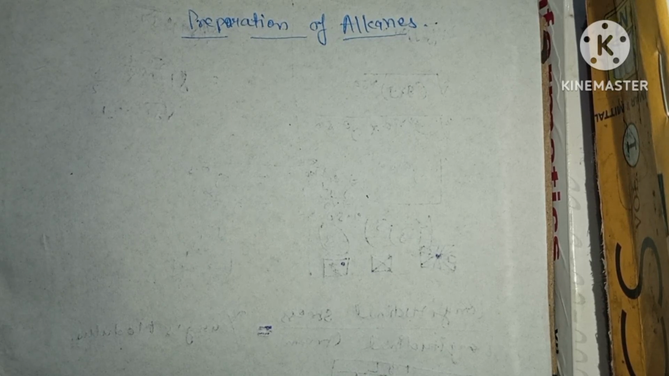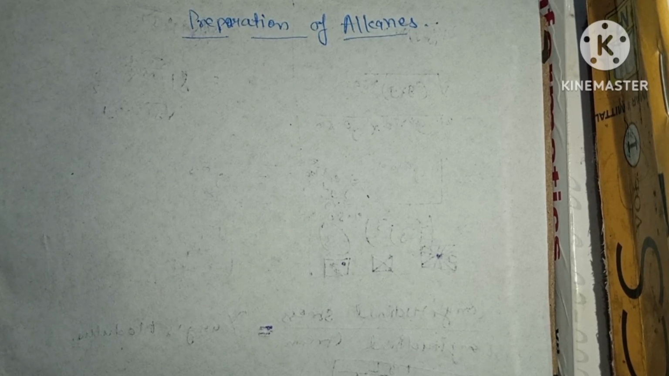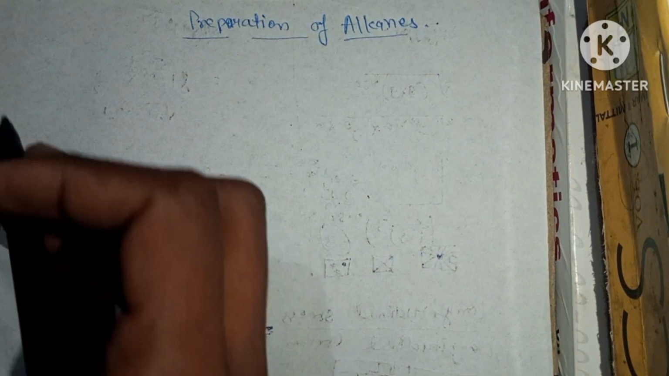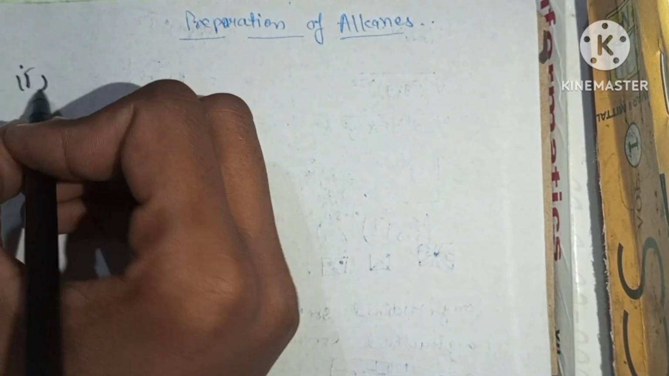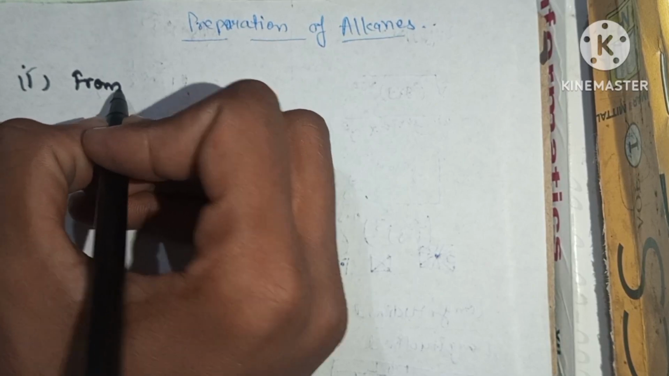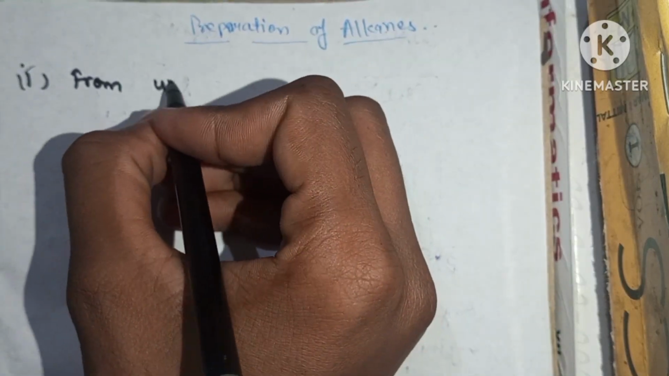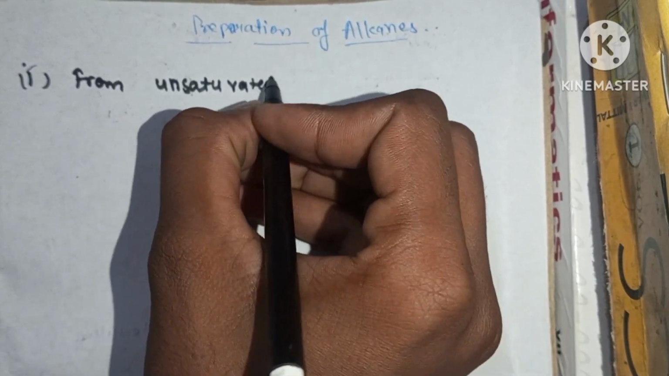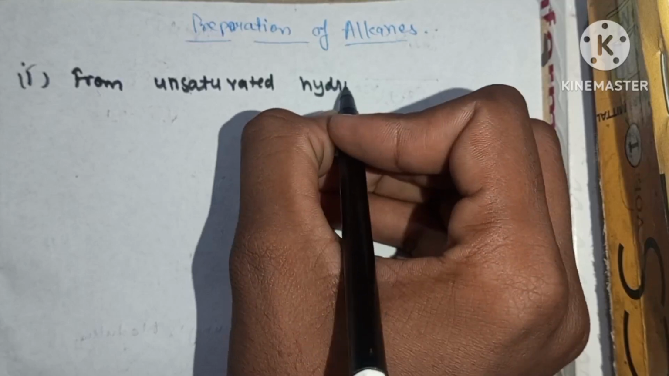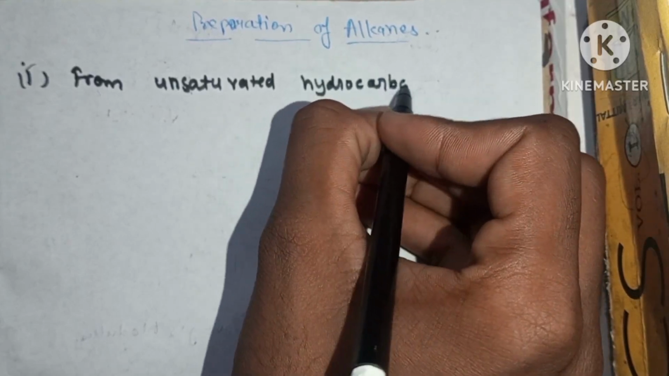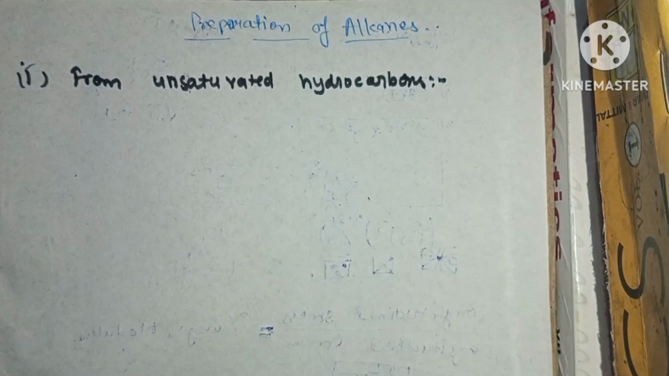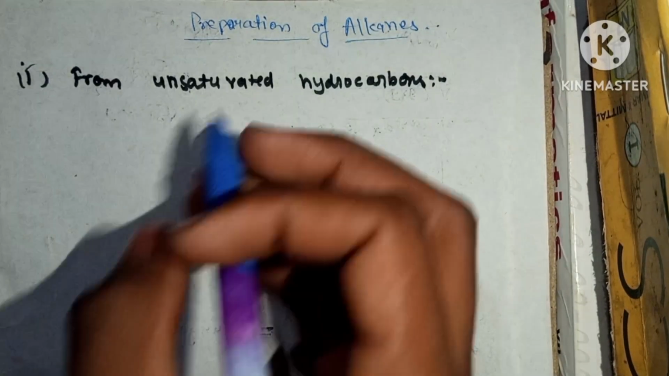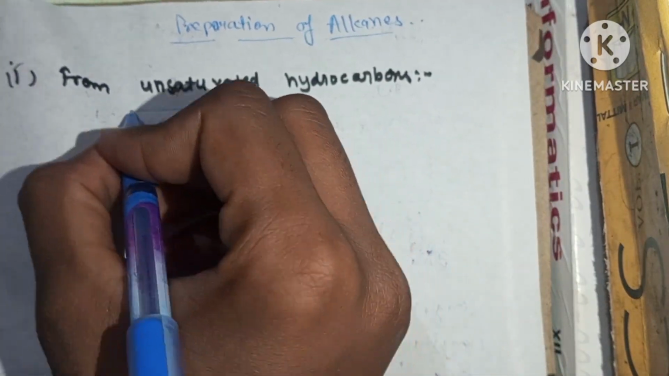Hello friends, so today we are going to study about the preparation of alkanes. There are many ways to prepare alkanes, but we study about only some special cases, from which first is from unsaturated hydrocarbons. As we know, there are two types of unsaturated hydrocarbons.